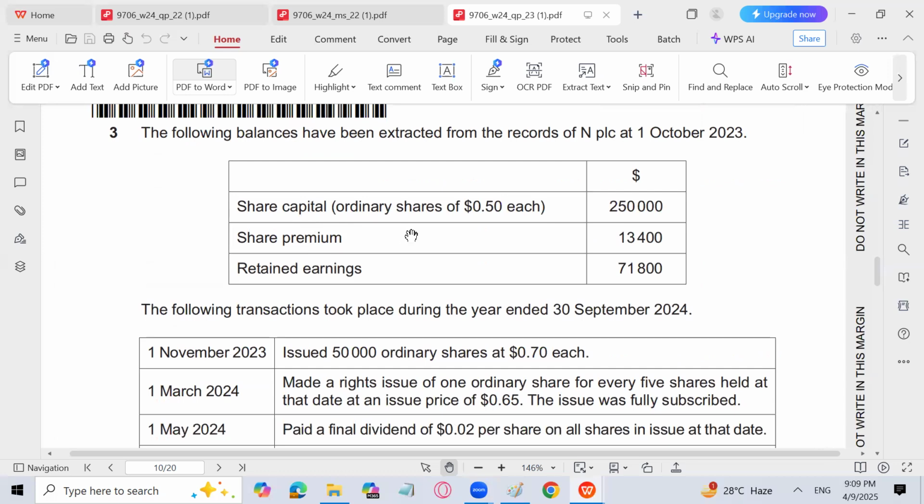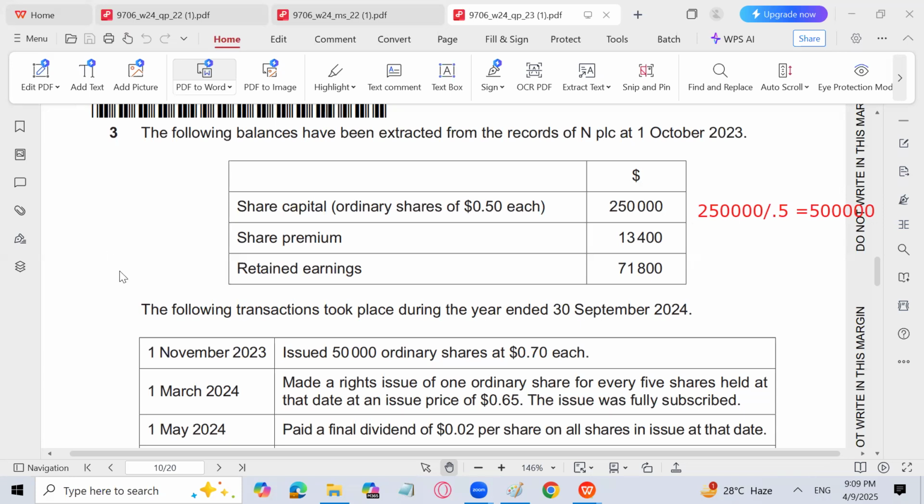Share capital is given, ordinary share capital of 0.5 each. Always remember that if the share price is less than 1, the number of shares will be more, and if the share price is more than 1, the number of shares will be on the lesser side. So 2,50,000 divided by 0.5, the number of shares is going to be 5 lakh. Now let's move on.